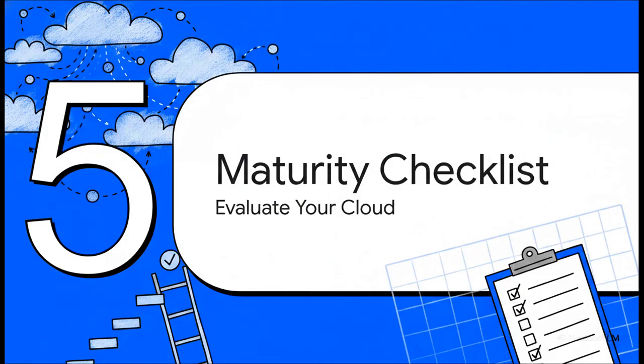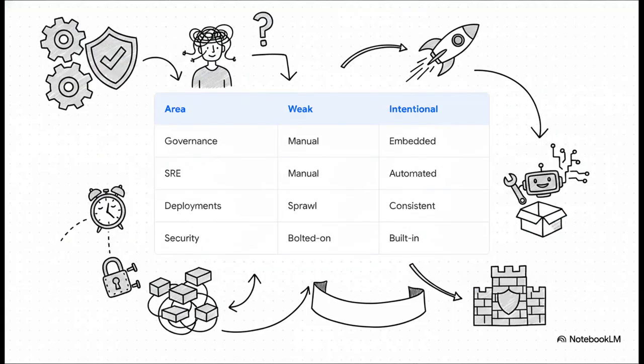Let's look at Section 5, Architectural Maturity Checklist. Let's use a quick checklist to benchmark where you might be today. First, look at your governance model. Are your policies embedded directly into the platform, or are you still relying on manual checks? For SRE alignment, do you have automated recovery, or does a system failure mean waking up an engineer in the middle of the night? For deployment standardization, are you using consistent patterns, or are you suffering from platform sprawl? And finally, security architecture. Is it built in, or just bolted on as an afterthought?